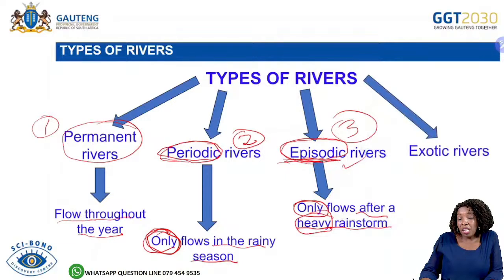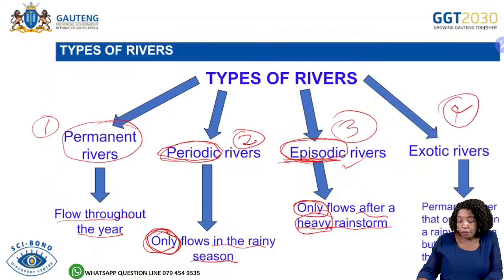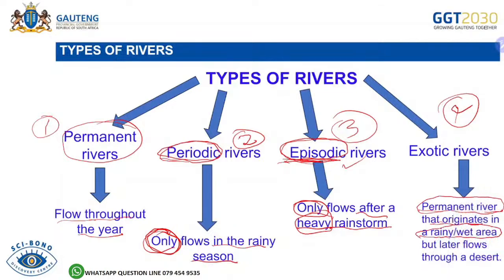So meaning the water level would have only risen up because of that heavy rainstorm. Right? The fourth one is your exotic river. This is a permanent river. So that's one thing that you need to note there. It is a permanent river that originates in a rainy or the wet area.